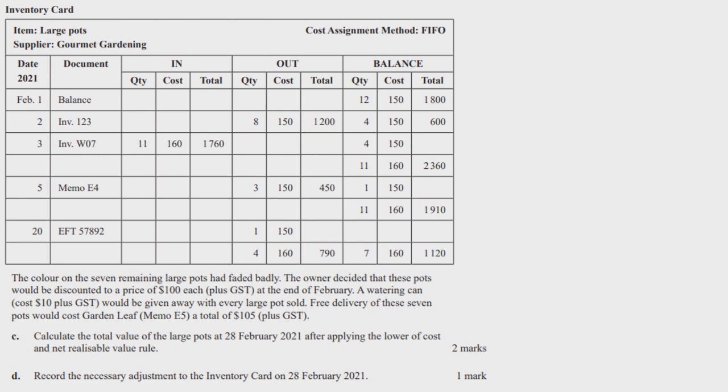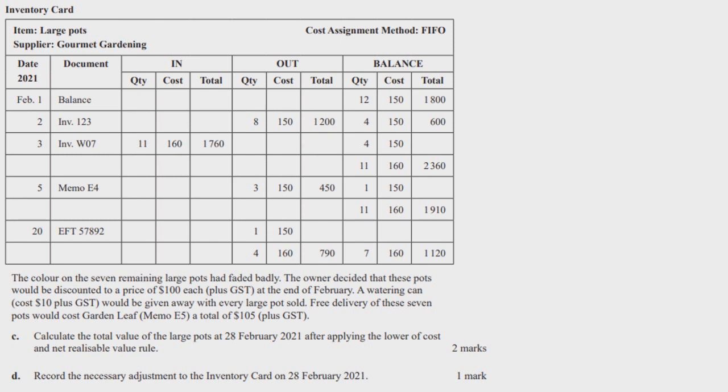Now, it might seem straightforward to just go, oh yeah, it's $100 each now, and it used to be 160, so just do 100 times 7 and $700. That's our new inventory price. But you'll be incorrect. Remember, net realizable value is estimated selling price less any costs associated with getting the goods ready for sale. So in this case, when they're selling each pot, they would have to give away a watering can with it, and each watering can is $10.